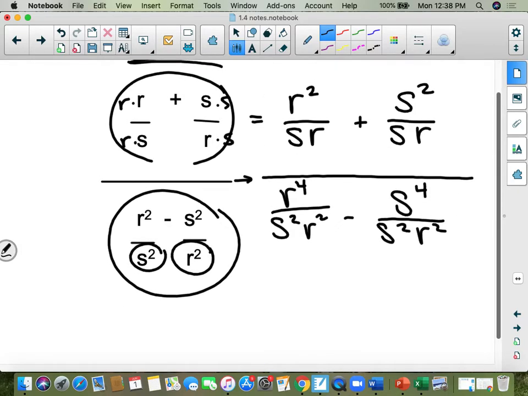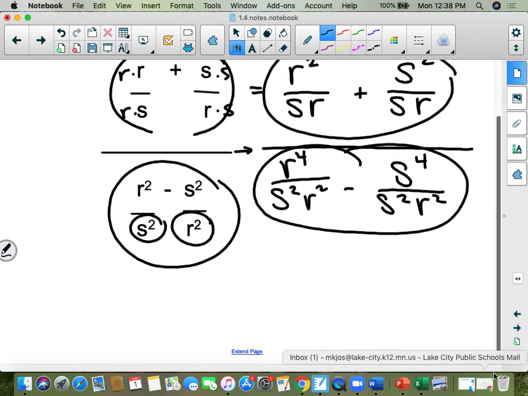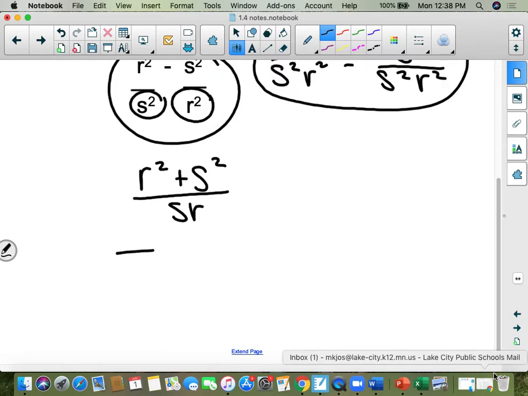Now, you're just going to put this under one denominator and this under one denominator. So I'm going to come down here and say, well, I know that r squared plus s squared can go under one denominator, sr. And I know that r to the 4th minus s to the 4th can go under s to the 2nd, r to the 2nd. This is going to be on the ACT.